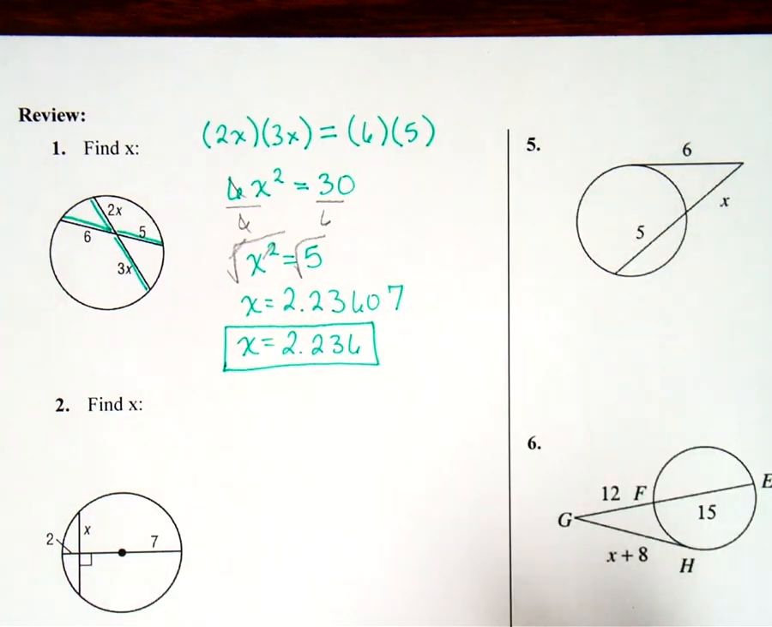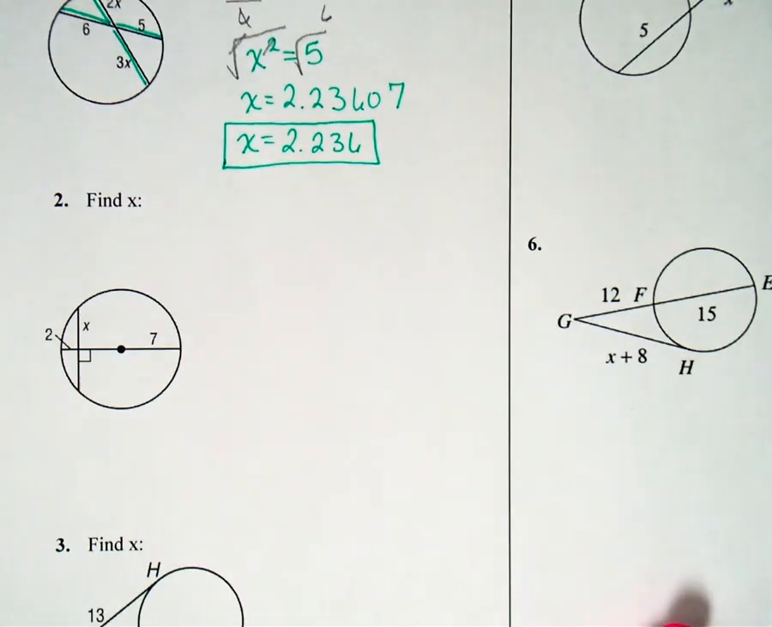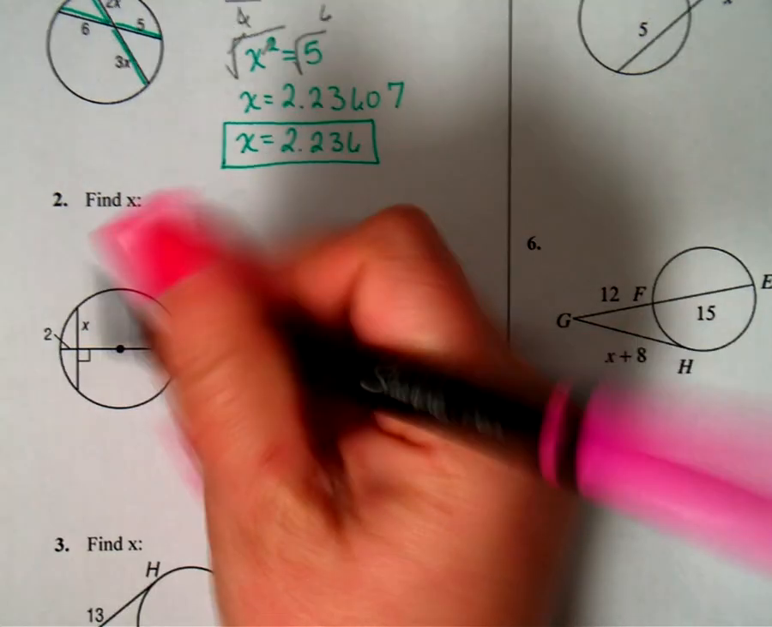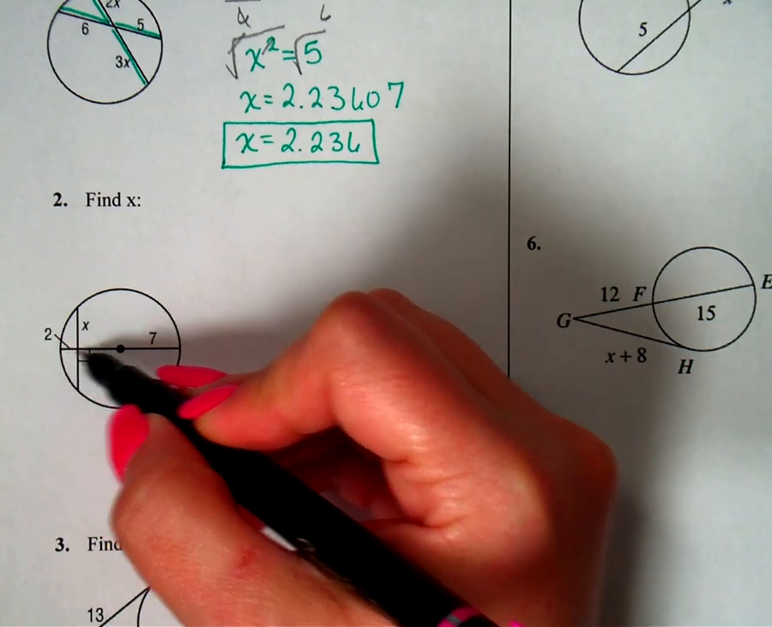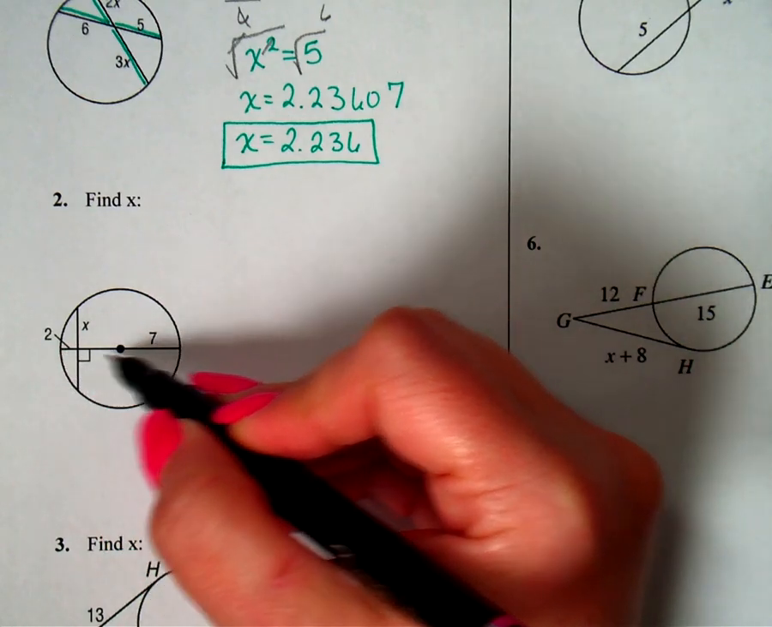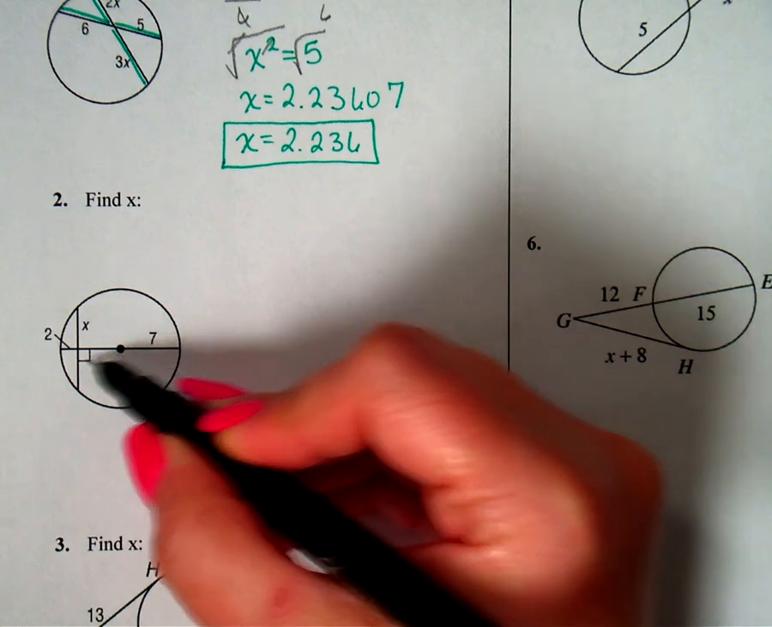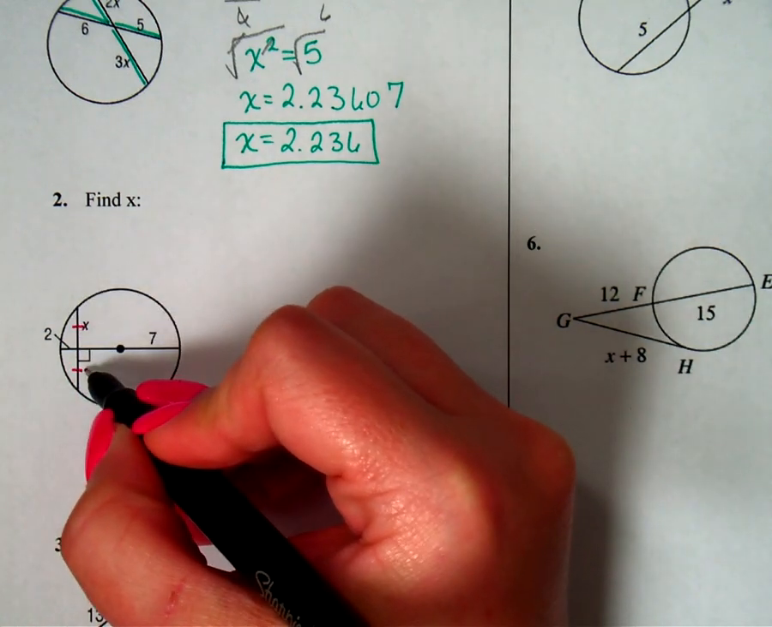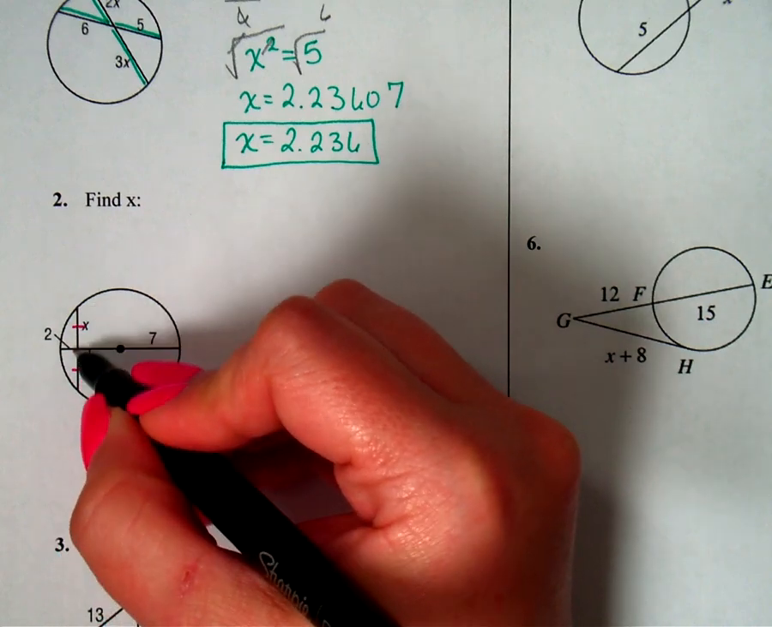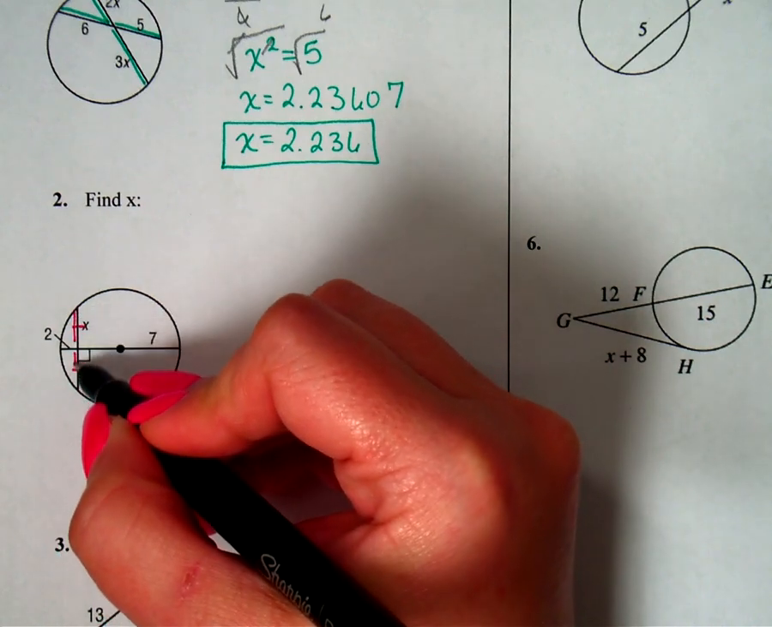Okay, let's look at number 2. Number 2 is a very similar problem. The difference on number 2 is it's missing a little bit of information, but I remember from the last unit, 9A, if I have a diameter that's perpendicular to a chord, I know it's dividing this chord and the arc into 2 equal pieces. So both of these are x and x.